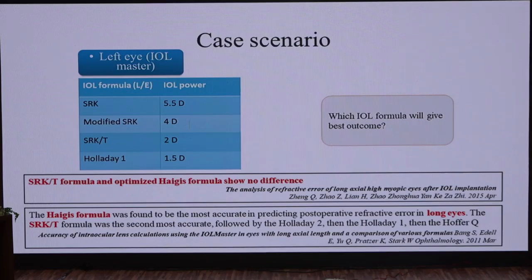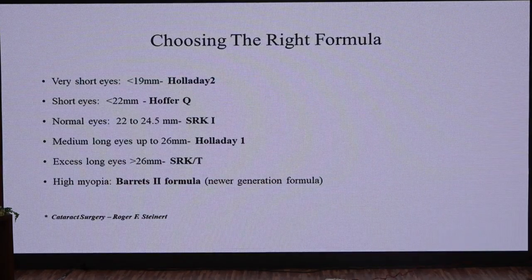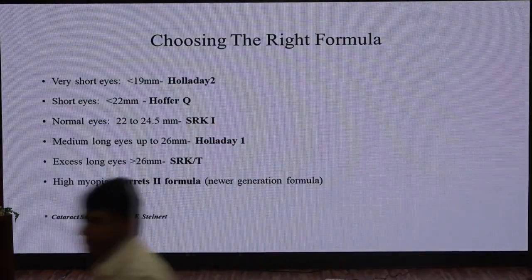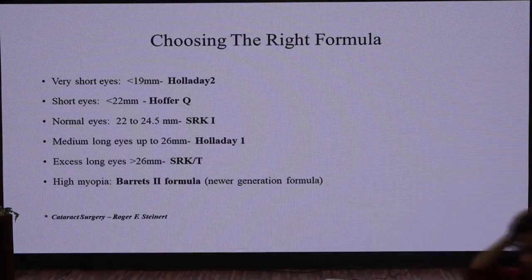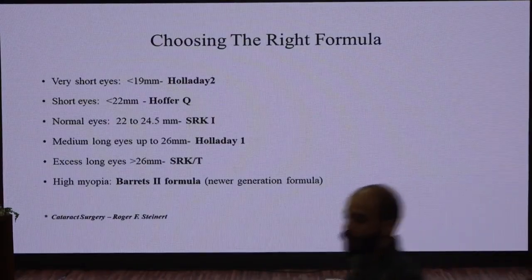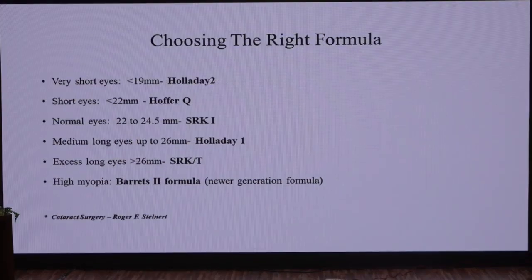Just to conclude, for very short eyes, less than 19 millimeter, we use the Holladay 2 formula. For eyes less than 22 millimeter, we use Hoffer Q. For normal eyes between 22 and 24.5, we use the SRK 1. For eyes up to 26 millimeter, we use Holladay 1. And for excessively longer eyes, more than 26 millimeter, we use SRK 2. And right now, the current formula being used is the Universal Barrett's formula, which is the newer generation formula. Thank you.